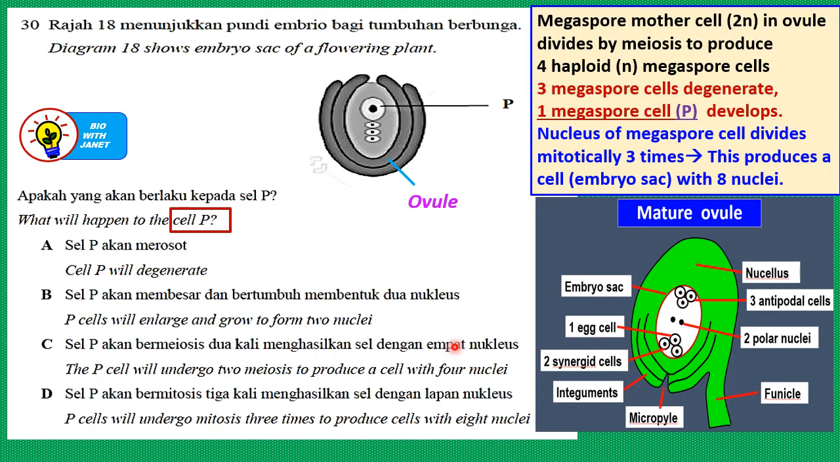Now, let's look at the answers here. What happened to cell P? Cell P will degenerate. No, it does not degenerate. It will develop. Then P cells will enlarge and grow to form 2 nuclei. No, it will form 8 nuclei in the end.